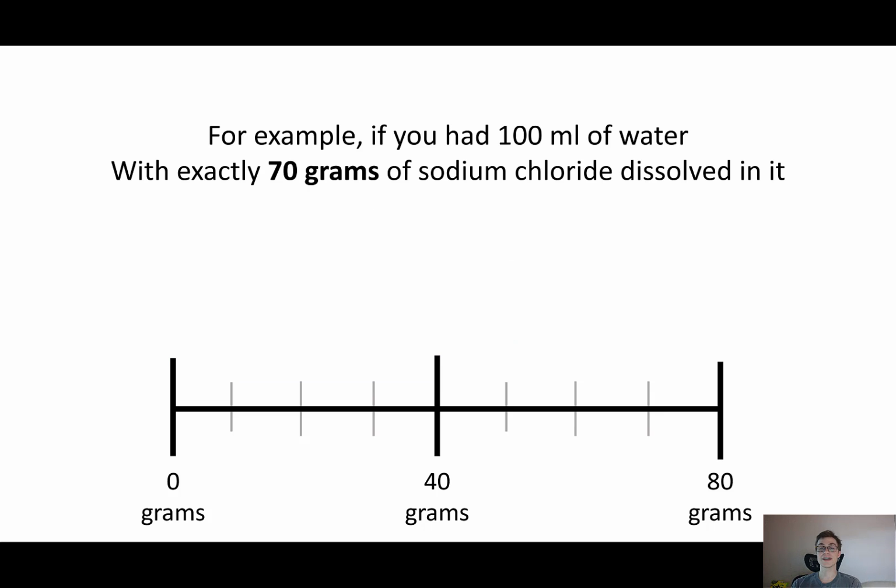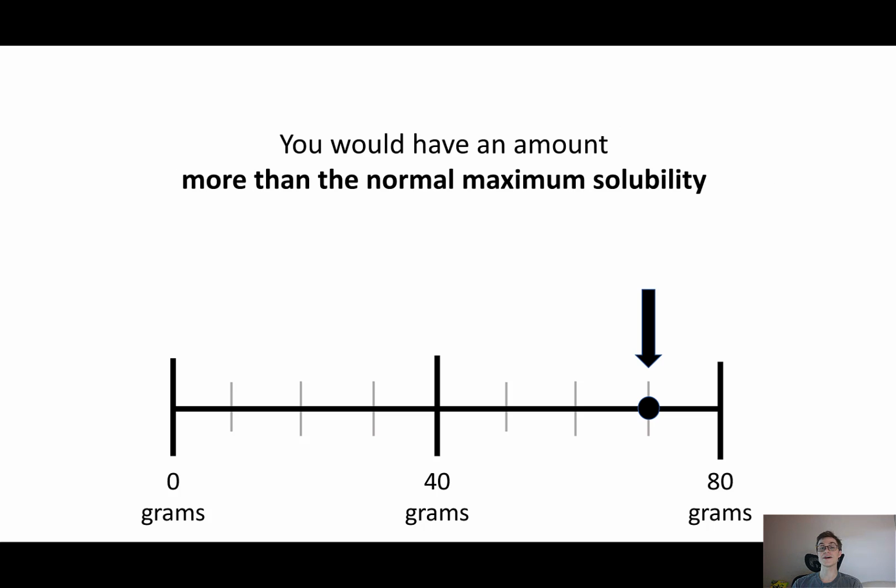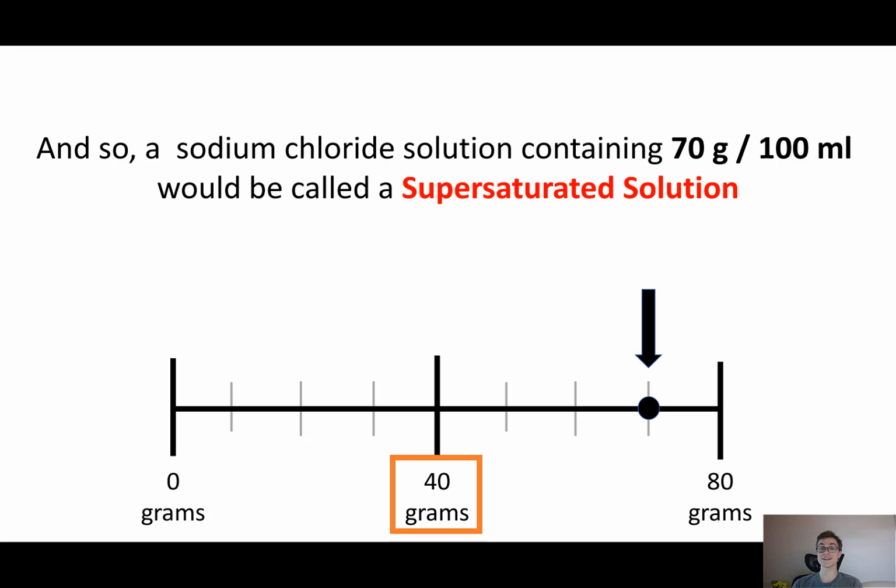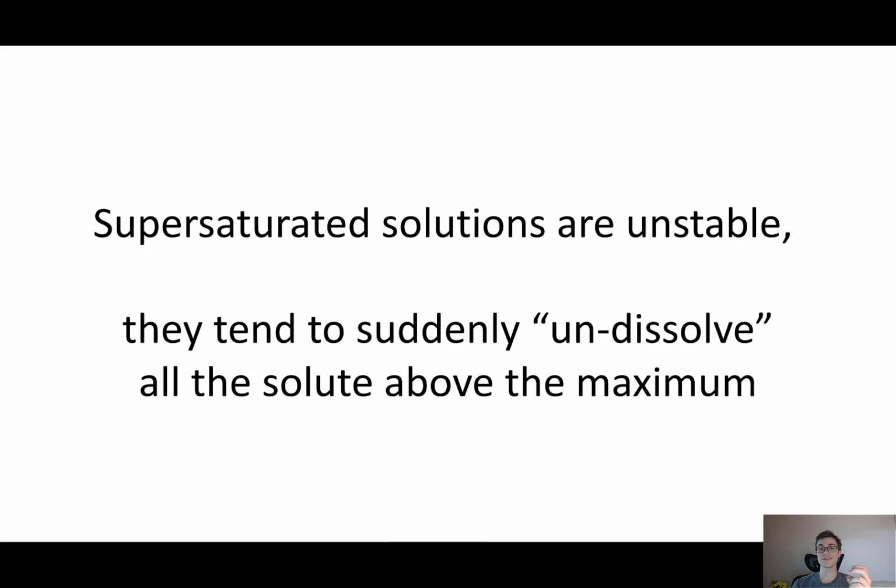So for example, if I had 100 milliliters of water with 70 grams of sodium chloride dissolved in it, 70 grams is over here. It's on the right. It's above the normal solubility limit. You would have an amount more than the normal maximum solubility, which is 40. And so, a sodium chloride solution with 70 grams per 100 milliliters would be called supersaturated.